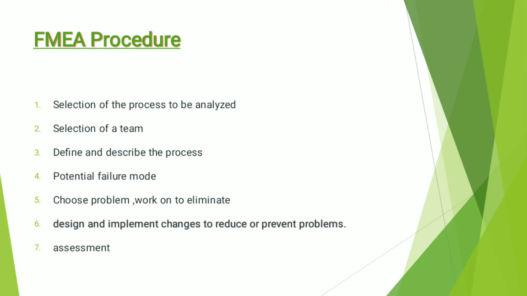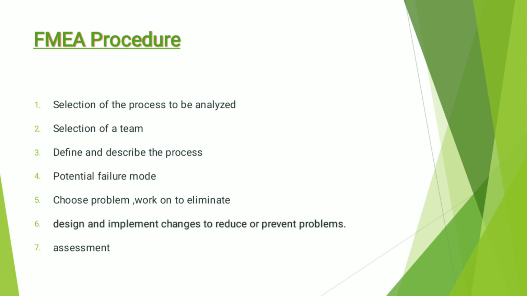The focus of improvements will be on those problems that happen either quite often or occur occasionally but have a significant impact on the system or process, or we can say the quality of the product. Now the sixth step is design and implement changes to reduce or prevent problems. Here the team determines how best they can change or improve the process to reduce or prevent the risk.